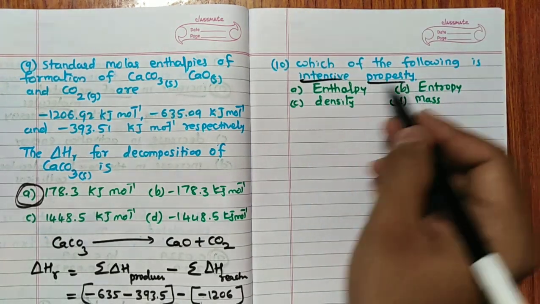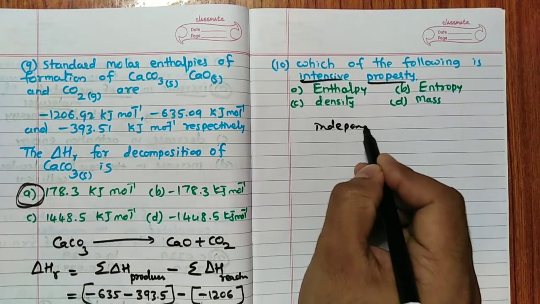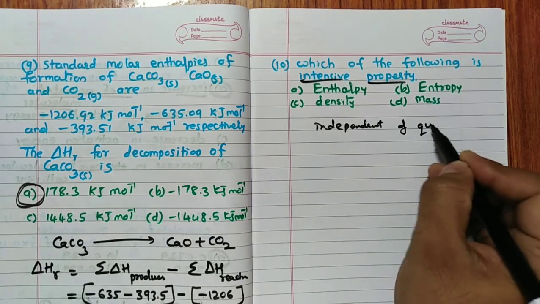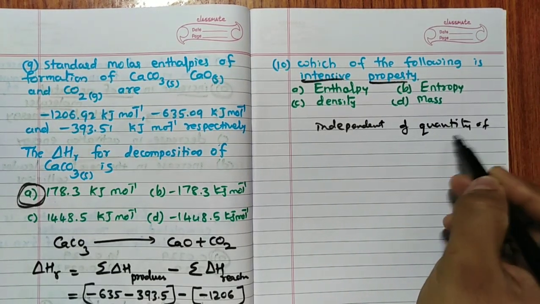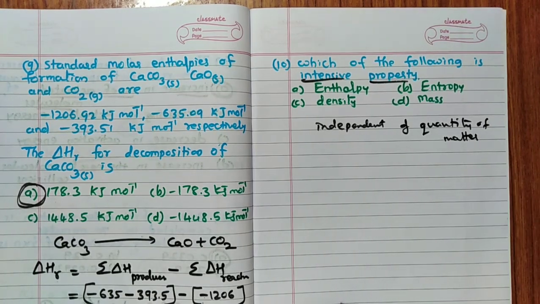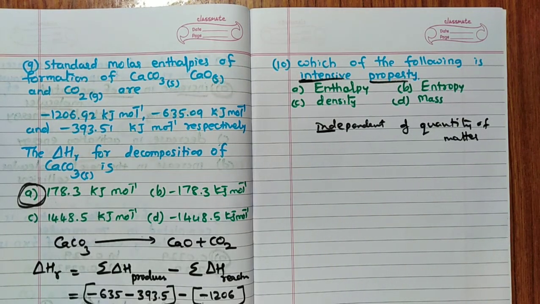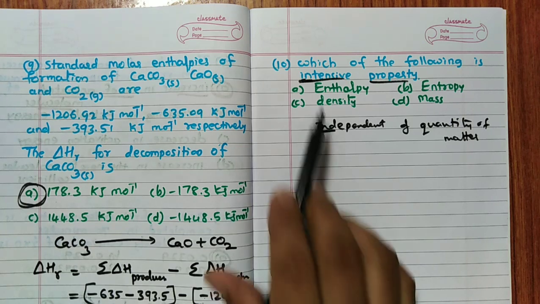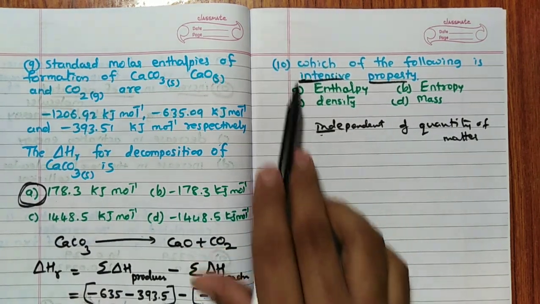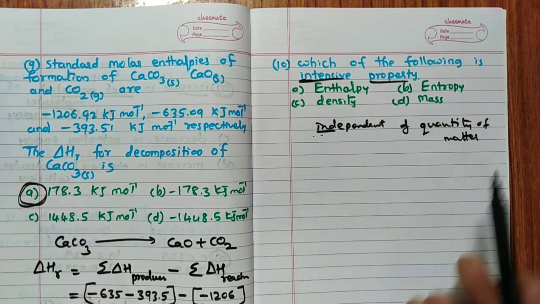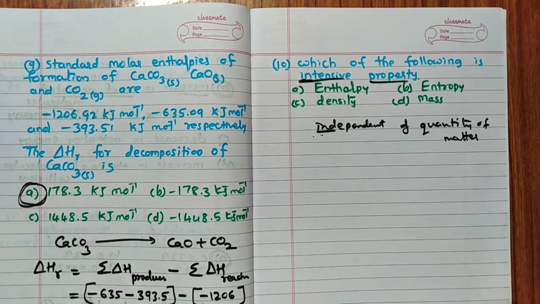Intensive property means what? Remember, it is independent of the quantity of matter present in the system. How to remember? Intensive starts with IN, so independent. Extensive is dependent. We have only two options, intensive and extensive, and it can confuse us whether it depends on matter or not. To remember, intensive, independent, intensive, independent. So it is easy to remember: independent of quantity of matter. Enthalpy, entropy and mass are dependent on the matter. Density is the only one which is independent of the matter. So the answer for this question is C.